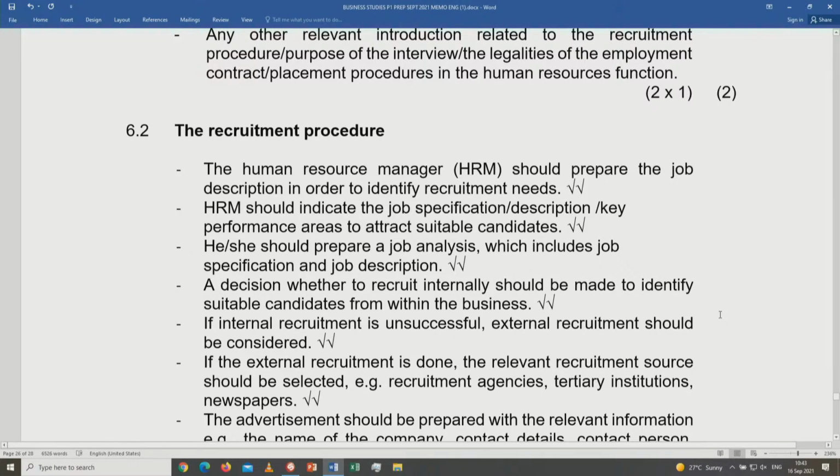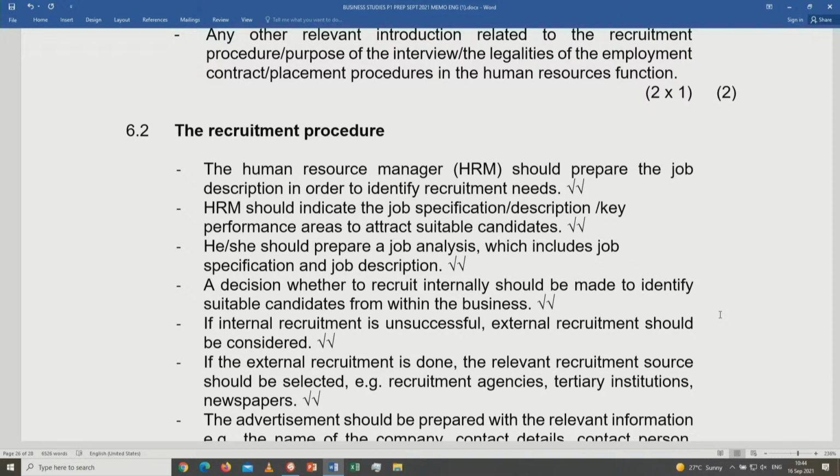The human resource manager should prepare the job description in order to identify recruitment needs, 2 marks. And you see the 2 ticks come at the end. Why? Because the instruction was outline the requirements, in fact, the recruitment procedure as a human resource activity. That's why you have the 2 ticks at the end. Human resource manager should indicate the job specification or description, key performance areas to attract suitable candidates, 2 marks. Should prepare job analysis, which includes specification and description, 2 marks.